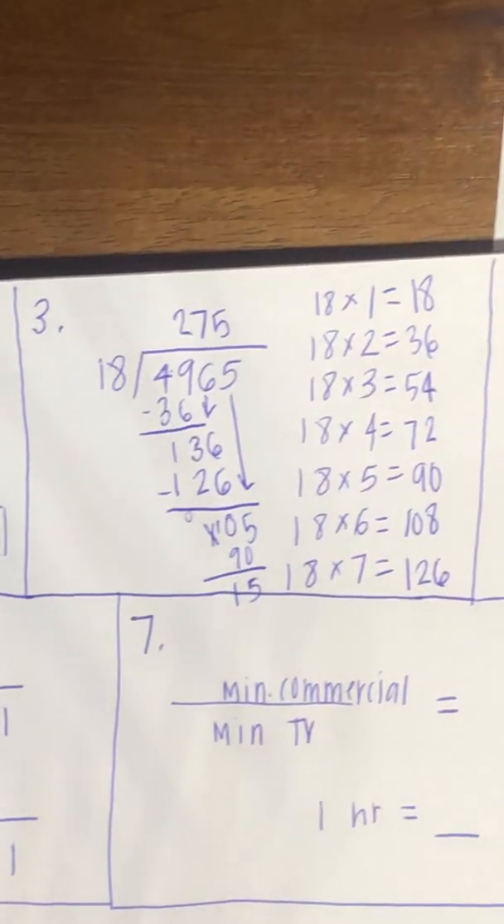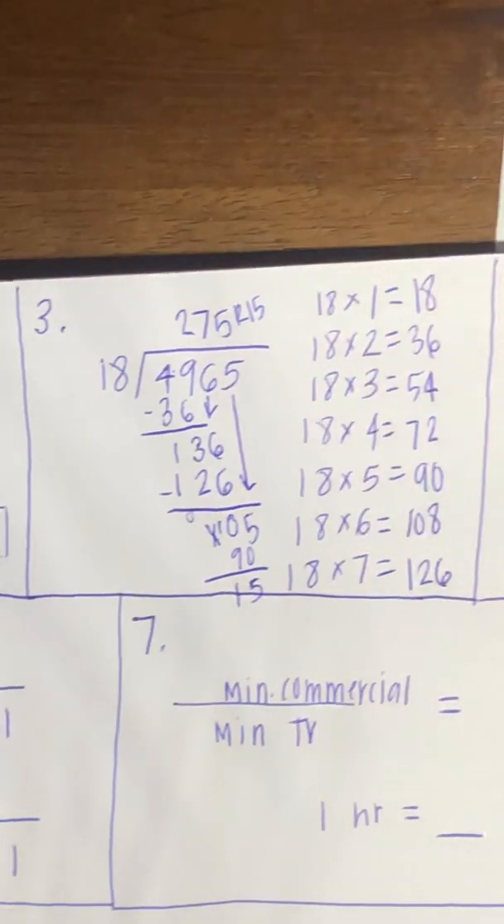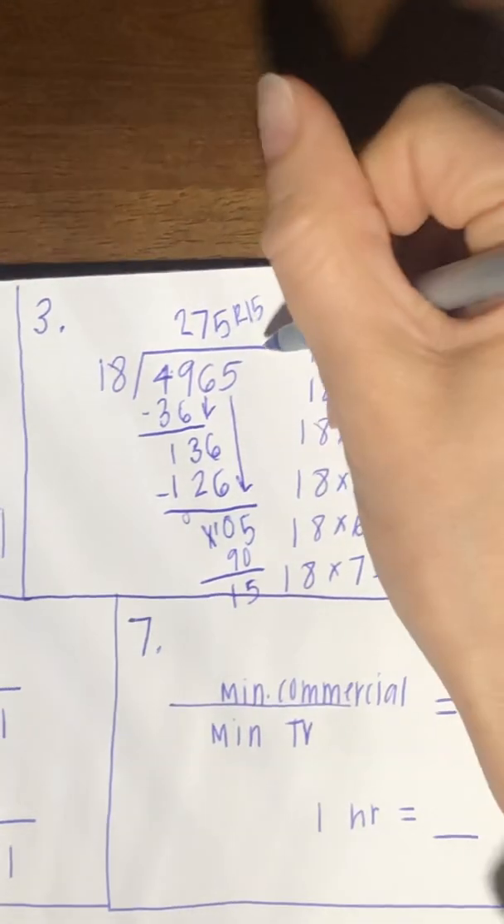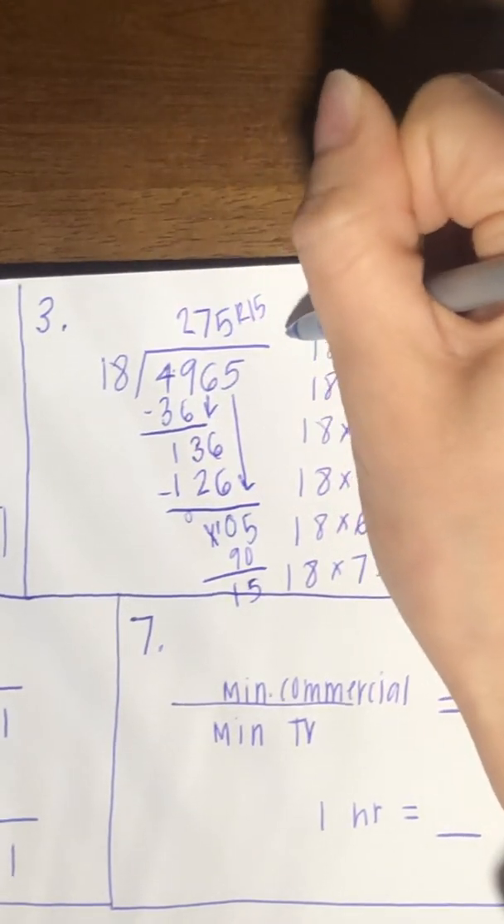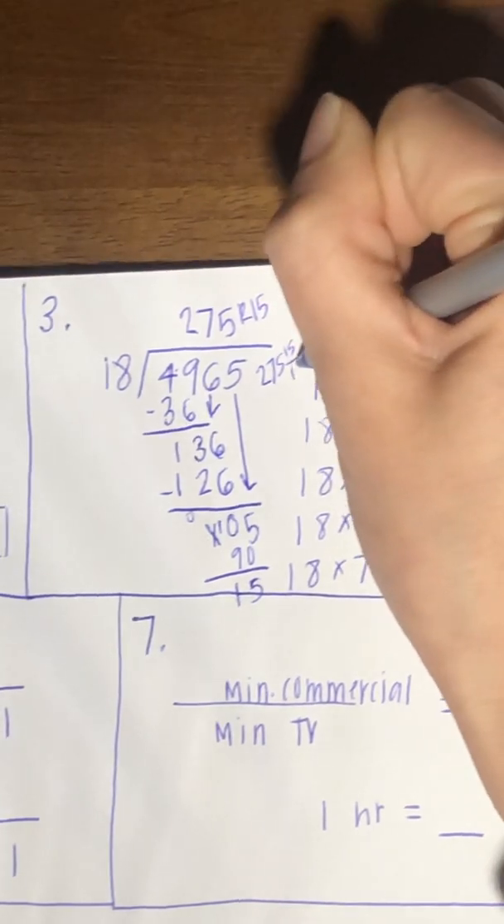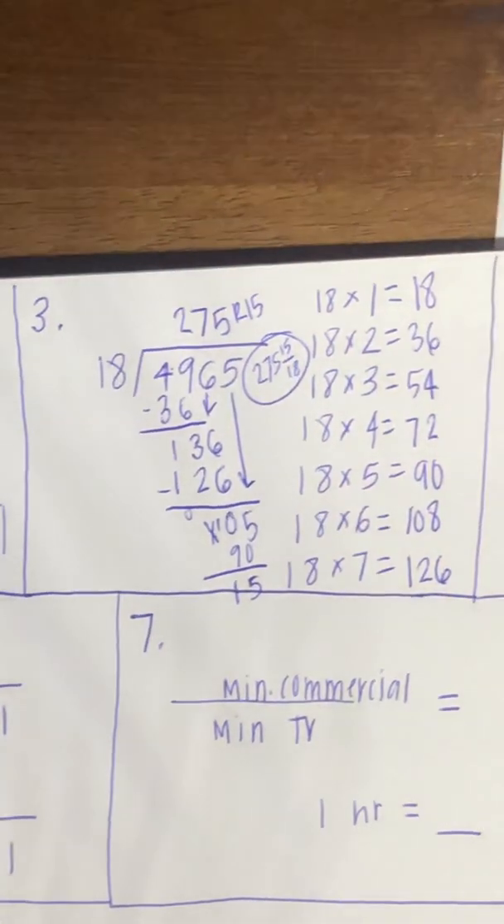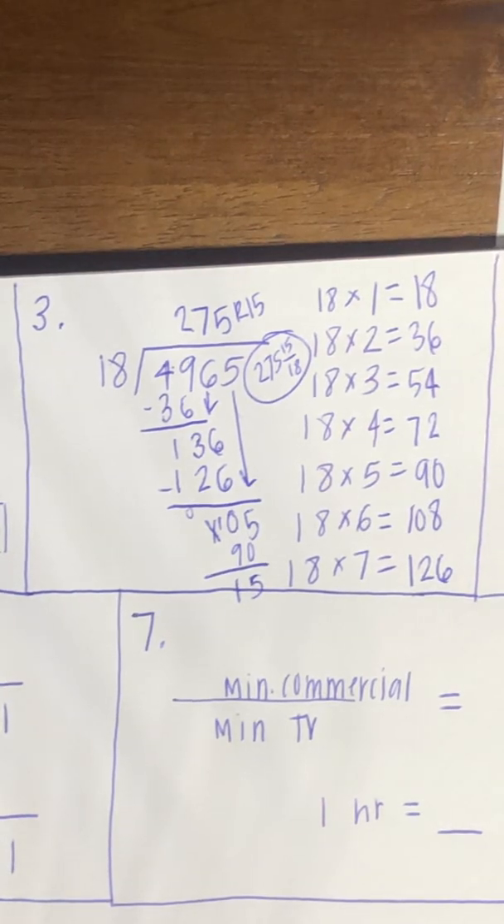So I have a final answer of 275 with a remainder of 15. You can also write that remainder as the fraction 15 over 18. So 275 and 15/18. And if you are really, really into it, you can simplify that fraction of 15 over 18 to 5 over 6.